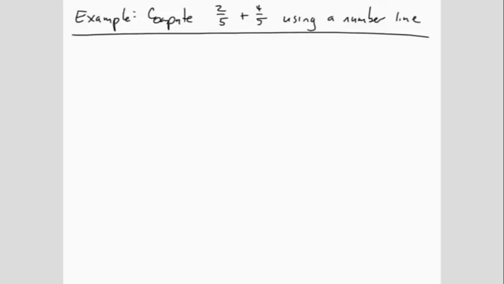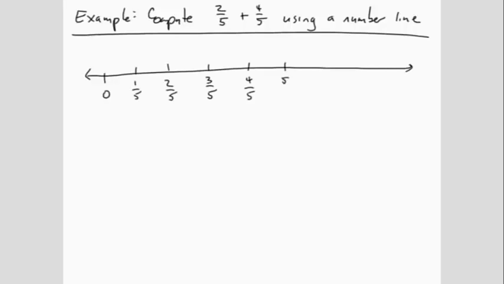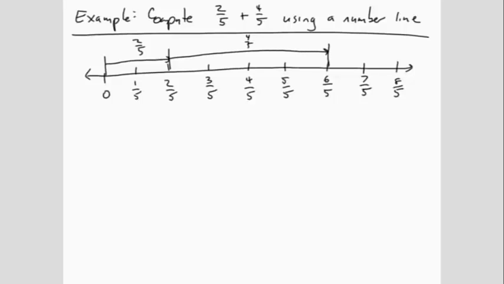Example, compute 2/5 plus 4/5 using a number line. First, we will draw the number line using a scale of fifths. And now the calculation proceeds exactly as before. Start from 0, move 2 1/5 steps to the right, and then 4 more 1/5 steps to the right. 2/5 plus 4/5 is 6/5.